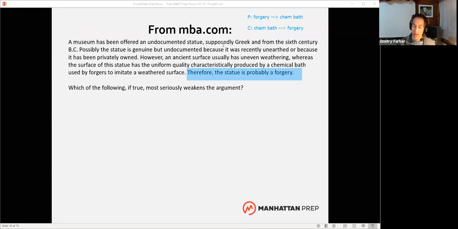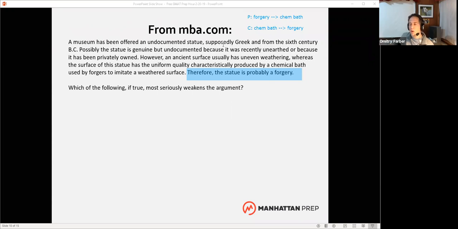Even though this isn't the LSAT, there's that conditional reasoning kind of thing. They're saying if you see a forgery, it's going to have this chemical bath typically. But does that mean that's always what's going on? Right? That we don't know. So the same thing we can do to get rid of a bad inference is what we can do to get rid of a weaken. So be careful. If this looked like a good inference to you, you've got to watch out.